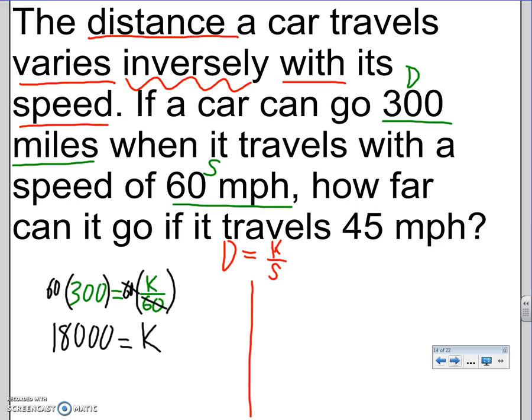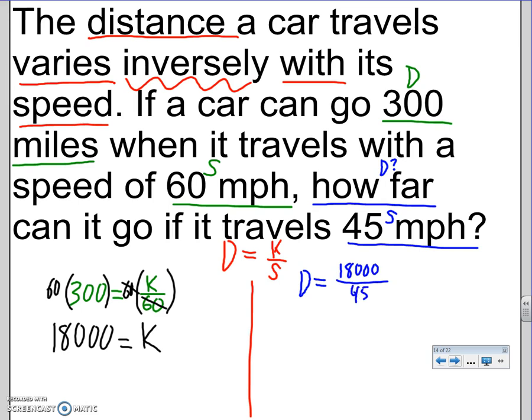It says how far, meaning D is missing, can it go if it travels 45 miles per hour? That's my speed. So D is missing, but we know the speed. So let's plug that into the same formula. D is missing equals K. K we found on the left side. K is 18,000 over the speed, which now is 45.